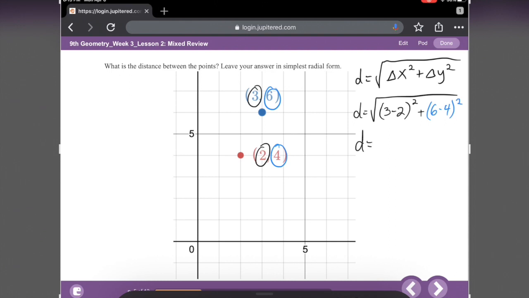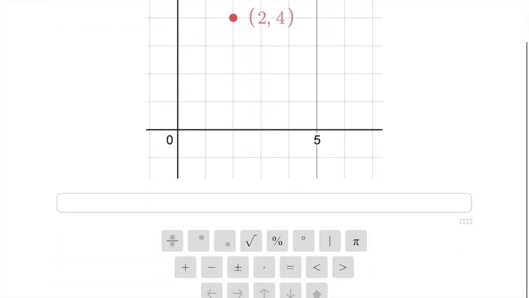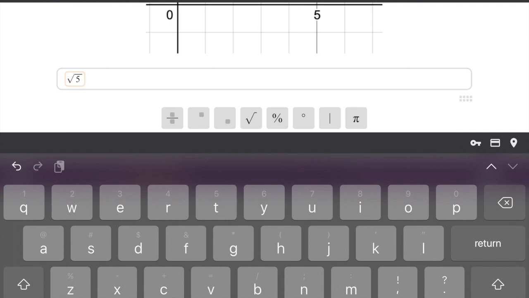And we remember to square that. All right, now let's simplify. D is equal to the square root of, let's see, 3 minus 2 is 1, 1 squared is 1, plus 6 minus 4 is 2, and squared is 4, because 2 squared is 4. Okay, so D is equal to the square root of 5. That should be our answer. Okay, let's type that in. So use the square root of 5.